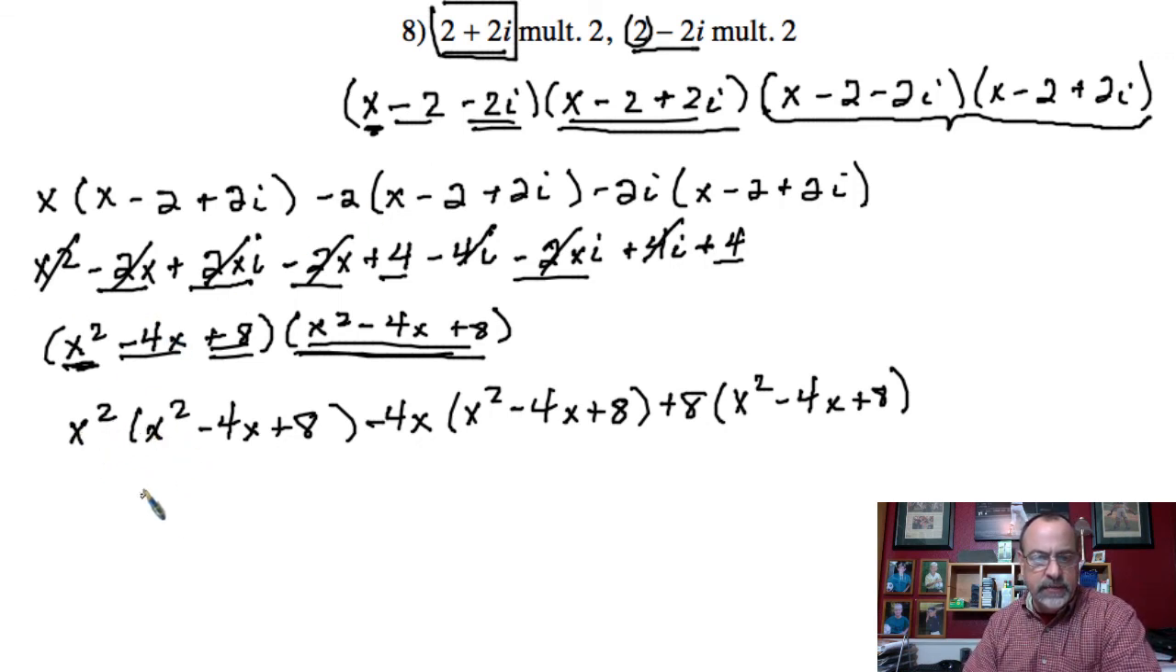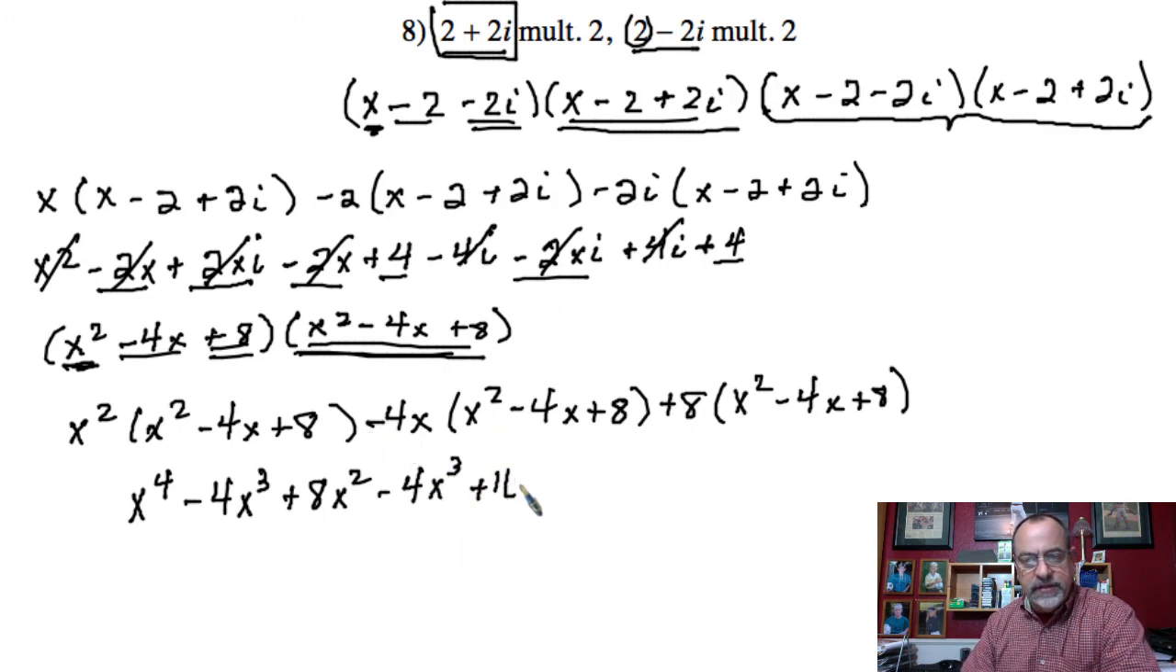So x squared times x squared is x to the 4th. X squared times negative 4x is negative 4x cubed. We add the exponents. X squared times 8 is 8x squared. Negative 4x times x squared is negative 4x cubed. Add the exponents. Negative times negative is a positive 16, and then x times x is x squared. Add the exponents. Negative 4x times 8 is a negative 32x.